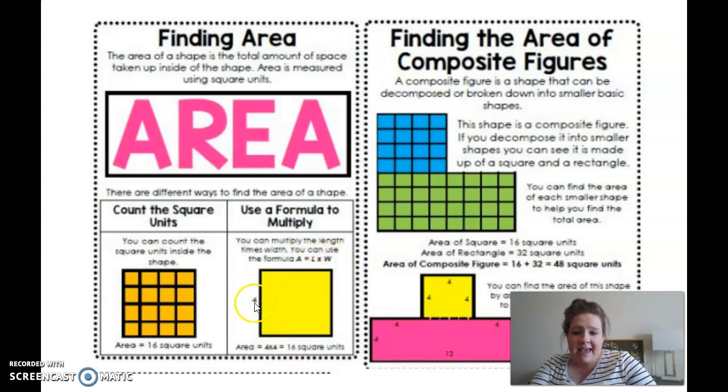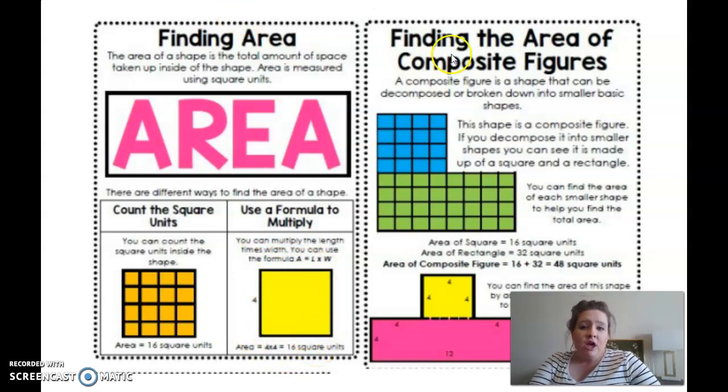All right? And here, because this is a square, we know that the sides of a square are going to all be the same length. So you have 4 on one side, so all the others are going to be 4. So you just multiply the length and the width. So 4 times 4, which is 16 square units.